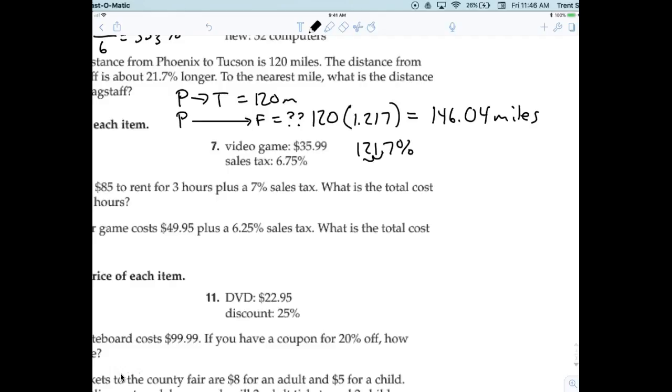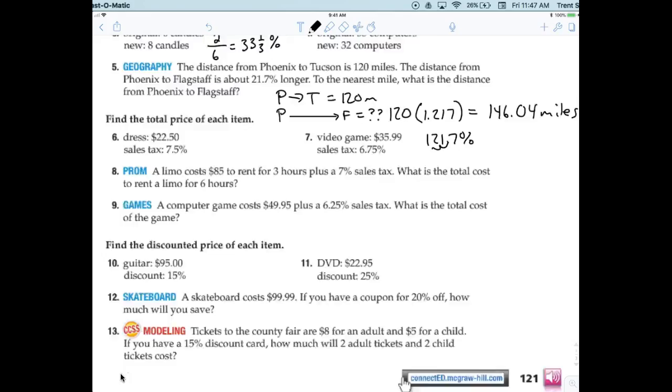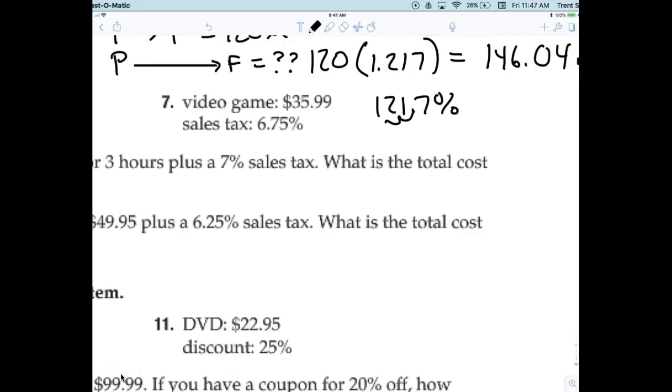All right, so let's take a look now at question number 7. Now here I've been frustrated because you walk into the store and you pay $35.99 for a video game and there's 6.7% tax and some of you don't know what you have to pay. Well, we all know what we have to pay. How would I figure that out, Max? We're on number 7. So we go 35.99 times 1.0675. Exactly. Thank you very much.